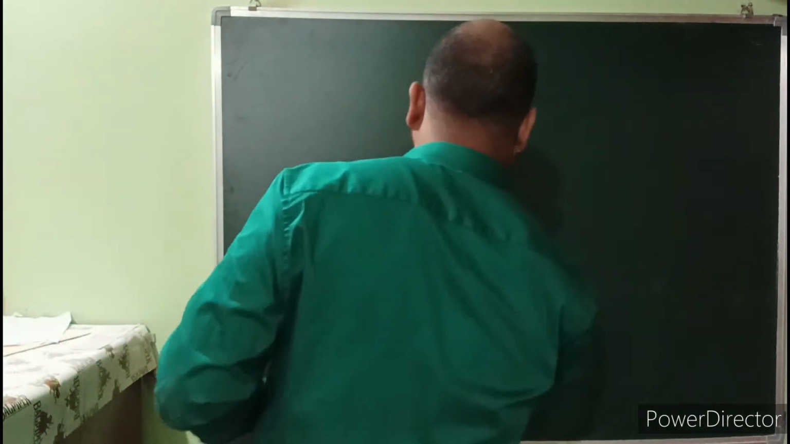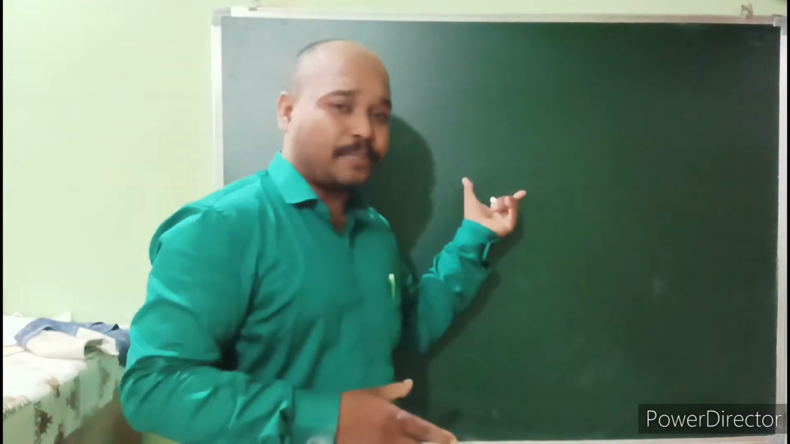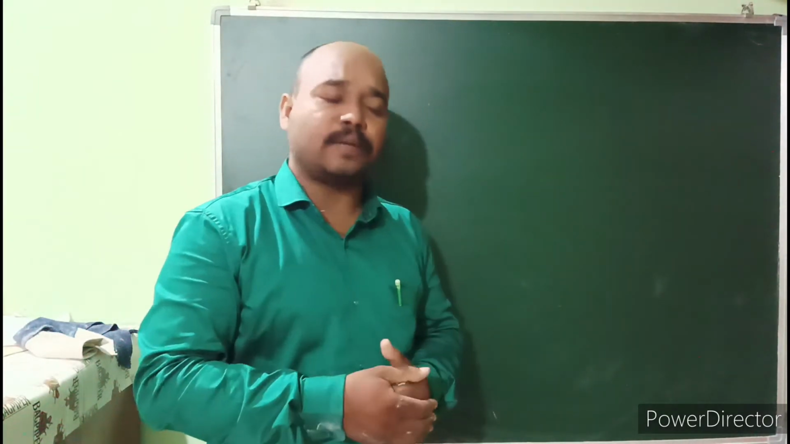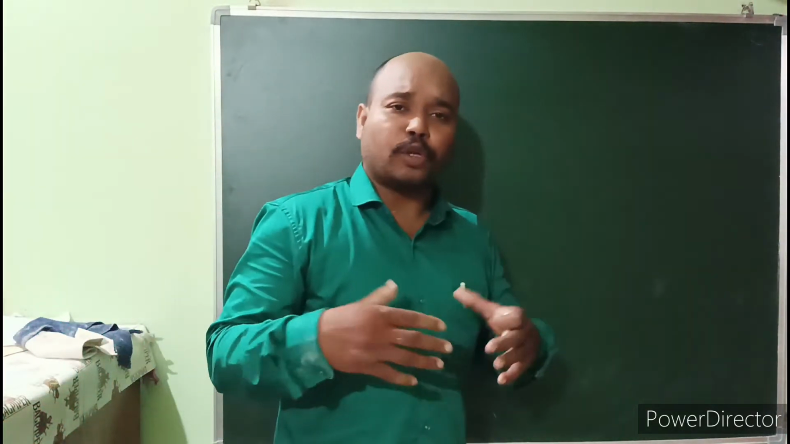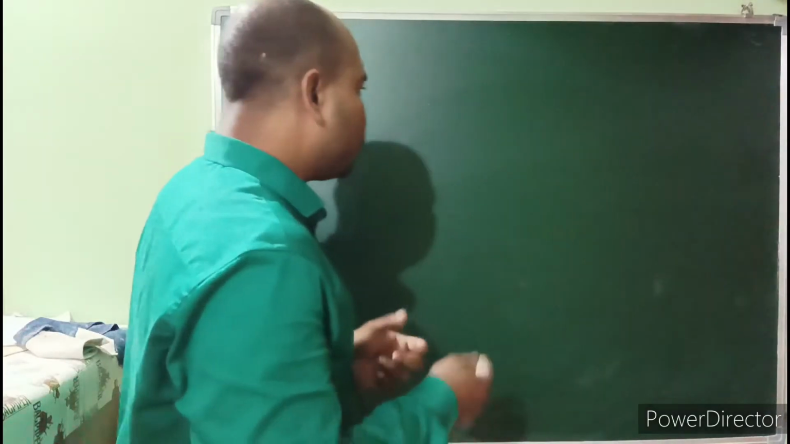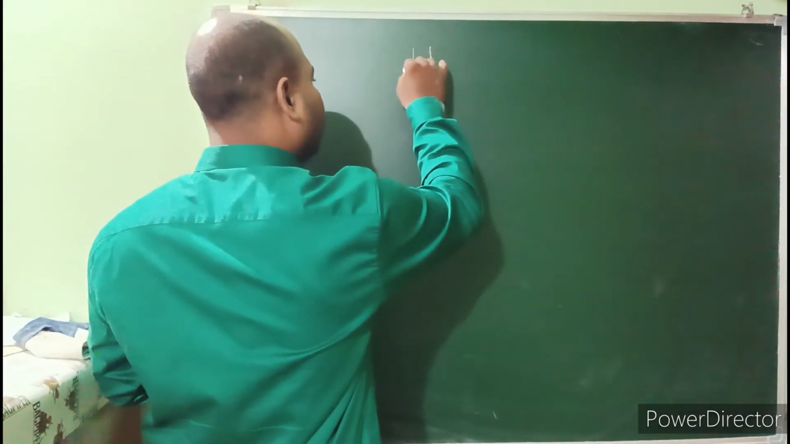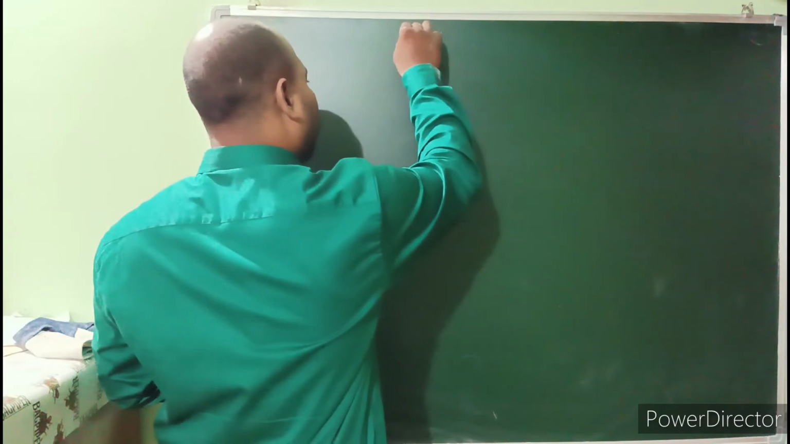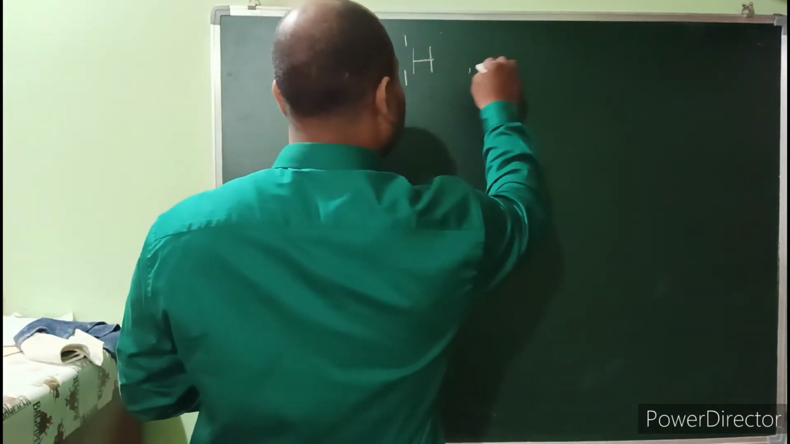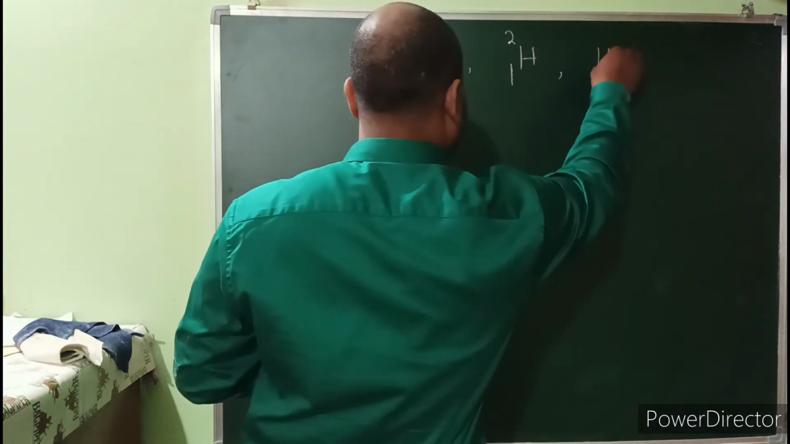Now, when we express an element on the basis of atomic number and mass number, there are many possibilities. What are they? Consider some elements that have the same atomic number but different mass numbers. That is H-1, H-2, H-3.